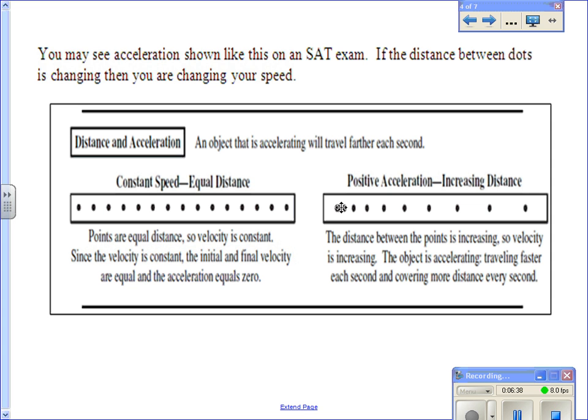So look at the one on the right. We start off, the dots are on top of each other, and then the distances start getting further and further apart. So if you know the sequence of the tap, tap, tap, then you can actually figure out the speed. So this is a way to reference and show acceleration and not have to have a word problem.